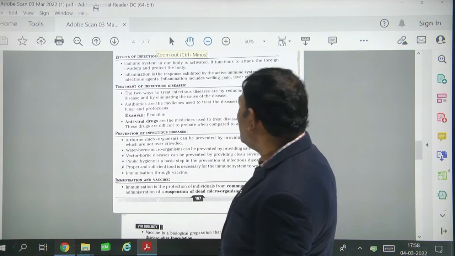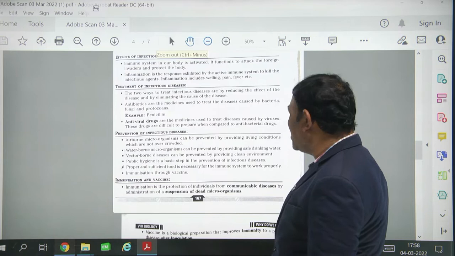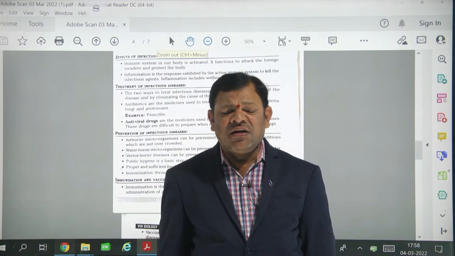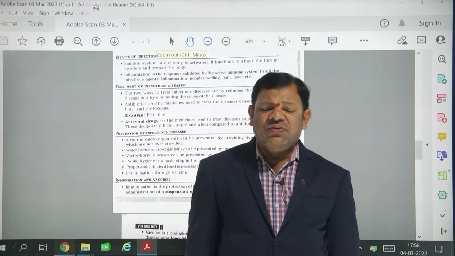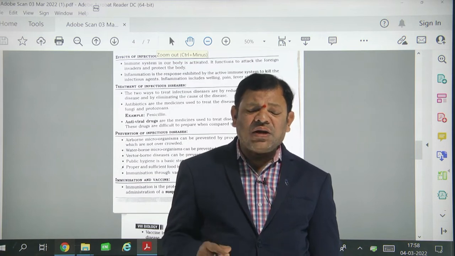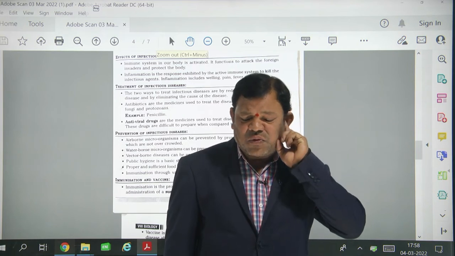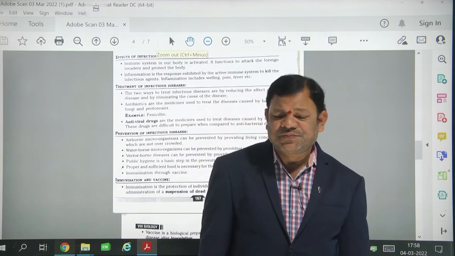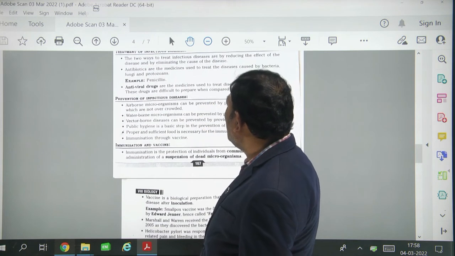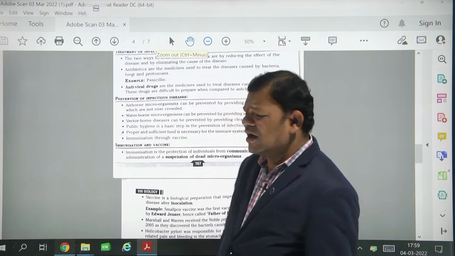Next, waterborne microorganisms can be prevented by providing safe drinking water. Which diseases are caused by water, like cholera, typhoid, jaundice? So that water you can boil and cool, then you have safe drinking water, and prevent waterborne diseases. Yes or no? Next, vector-borne diseases can be prevented by providing a clean environment.